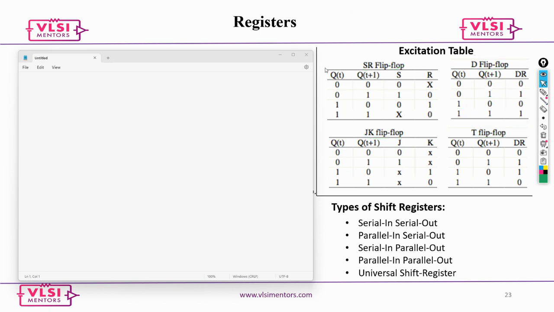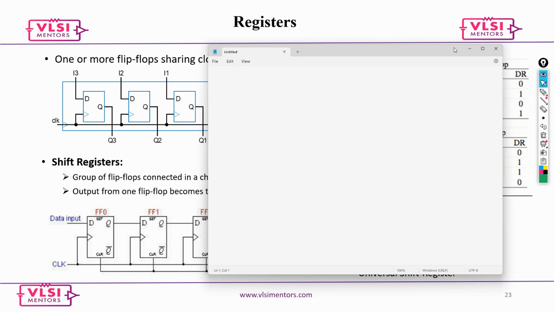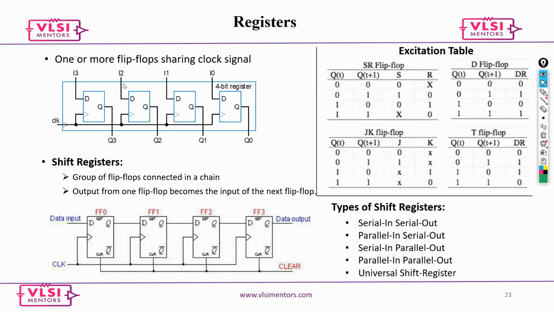Okay, now moving on to the next topic. What we will do is try to cover registers and shift registers, and then we will take a break. I hope you guys are okay with that.